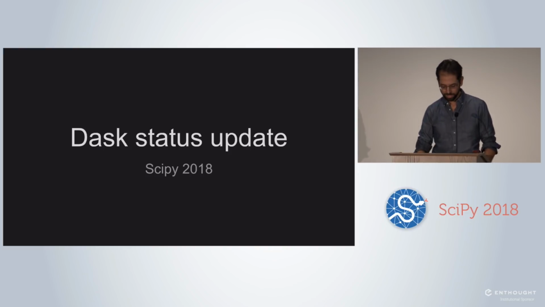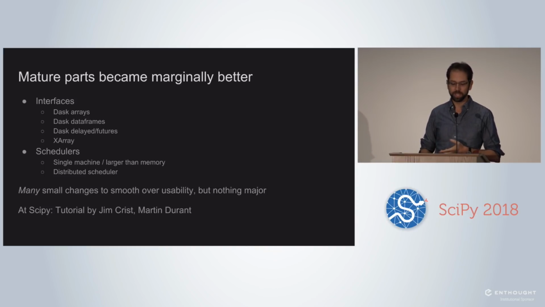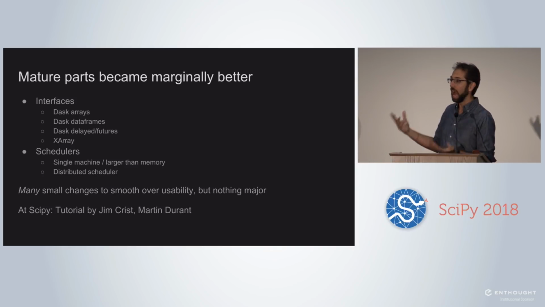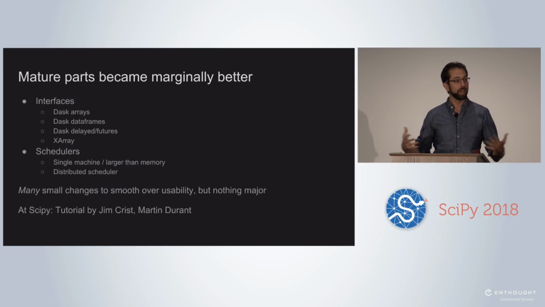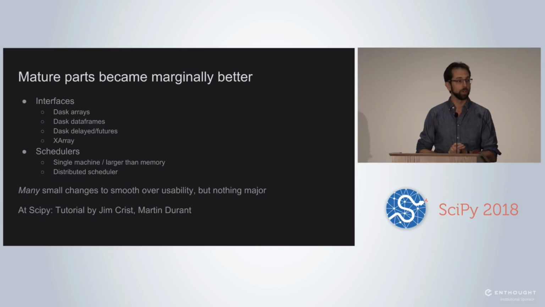So hi everyone, I'll talk about Dask. The mature parts of Dask became marginally better. So things like Dask Array, Dask DataFrame, Dask Delayed. Also the schedulers haven't changed in any substantial way over the last year, except generally getting better. If you like things that work, you should use these things. There was a nice tutorial given this year by Jim Crist, Martin Durant, and Tom Augspurger. So if you're interested in these things, go there.